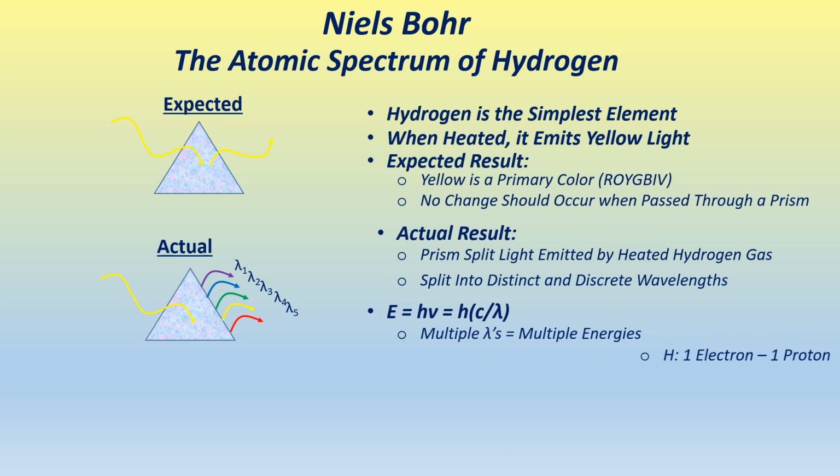Bohr knew from Planck and Einstein that energy was related to the frequency of light. Since he observed multiple wavelengths and therefore multiple frequencies, that means that multiple energies were available to the electron on the hydrogen atom. However, this led to an interesting question. He chose hydrogen in the first place because, being the simplest element, one proton and one electron should only give one possible interaction. It shouldn't give 5 or 6 possible interactions.